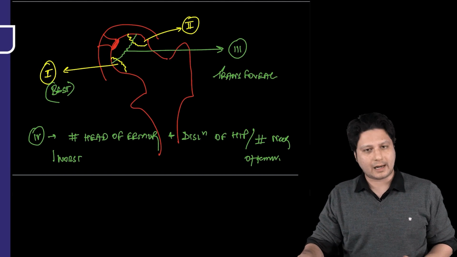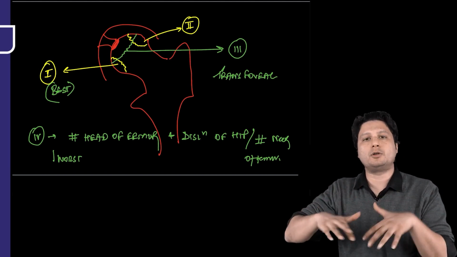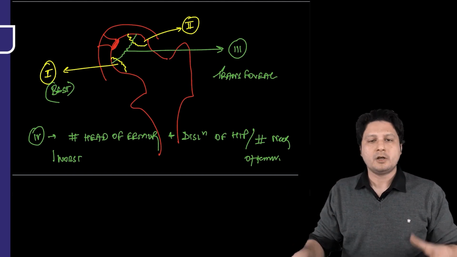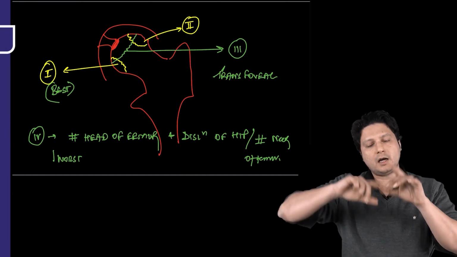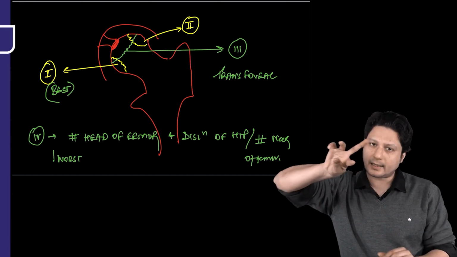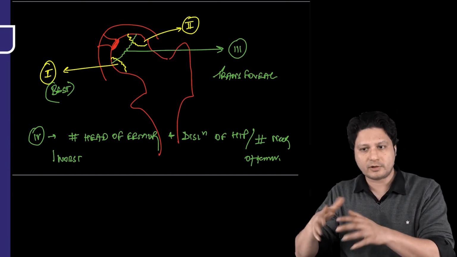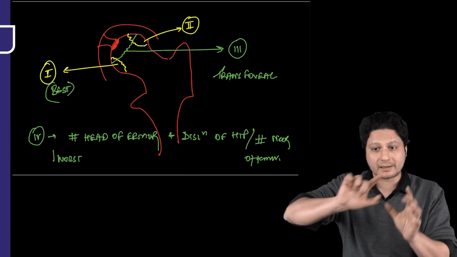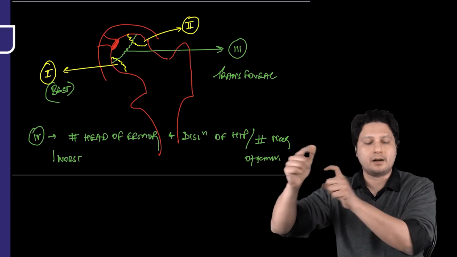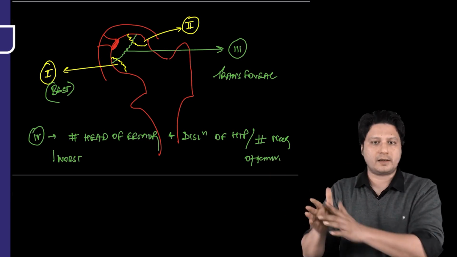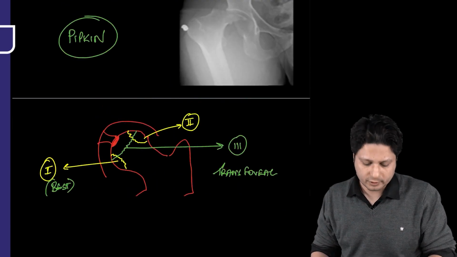Whenever we talk about the classification system, it is all based upon the prognostic outcomes. All right. So type 1 below the level of fovea, type 2 above the level of fovea, type 3 is transfoveal, and type 4 is when there is a fracture head of the femur which could involve any region, but it is associated with either dislocation of the hip joint or fracture neck of femur. So that is type 4.